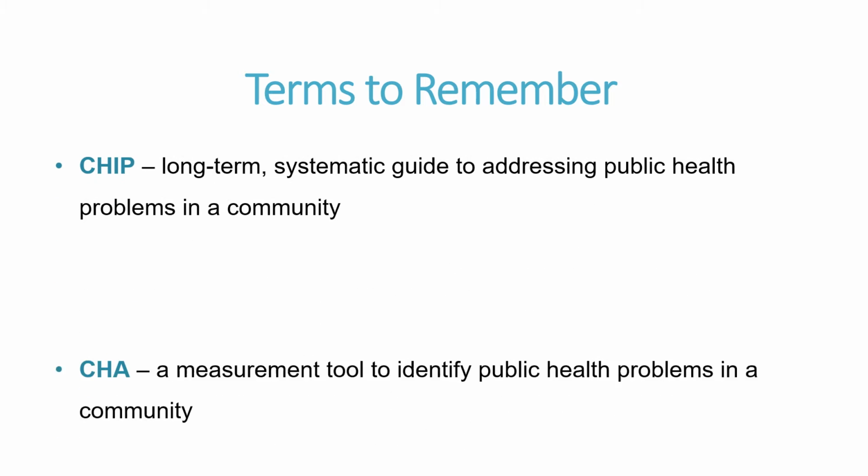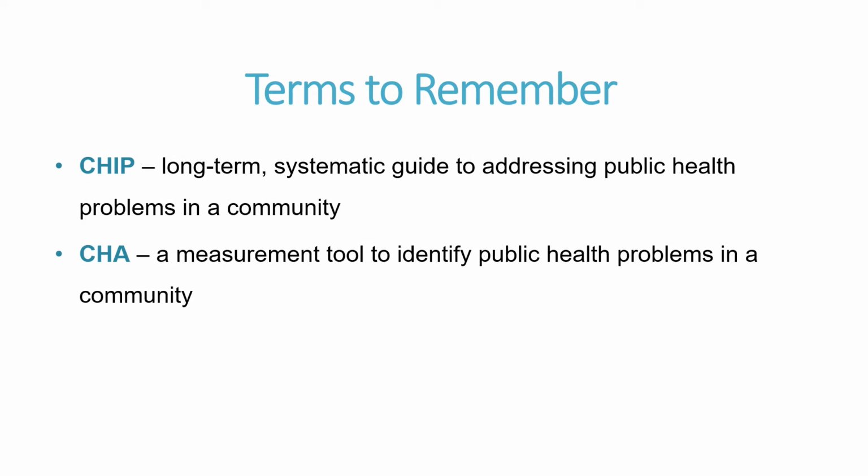Some useful terms to remember: the Community Health Improvement Plan, aka the CHIP. It's a long-term systematic guide to addressing public health problems within a community, and from which this presentation will be based. A CHA, otherwise known as a Community Health Assessment, is the measurement tool that is used to identify the public health problems within a community. Just so you know, in case you couldn't remember, a CHIP is based off the responses and the data that we ascertain from the CHA.